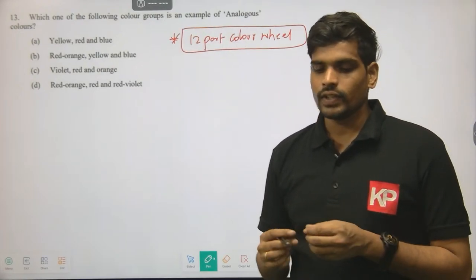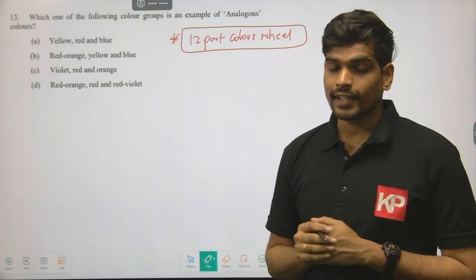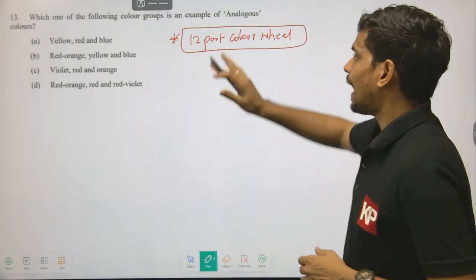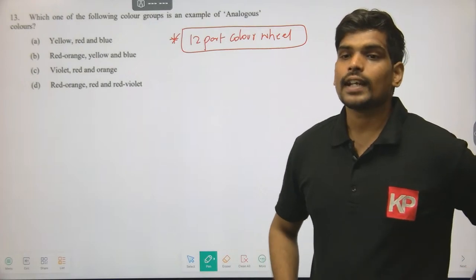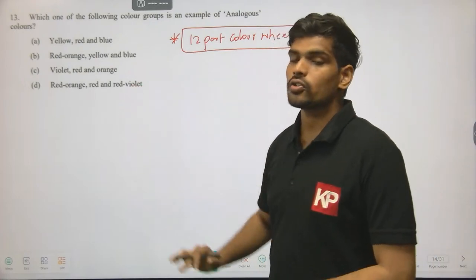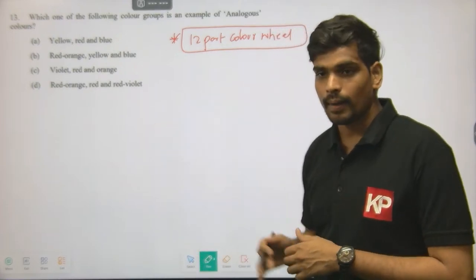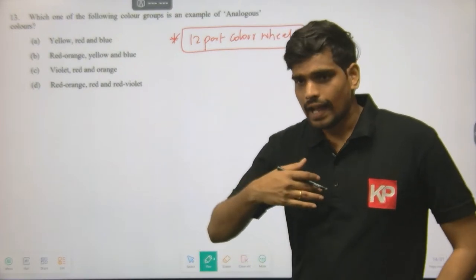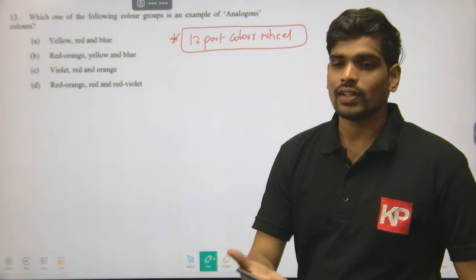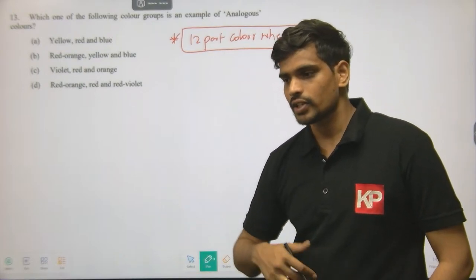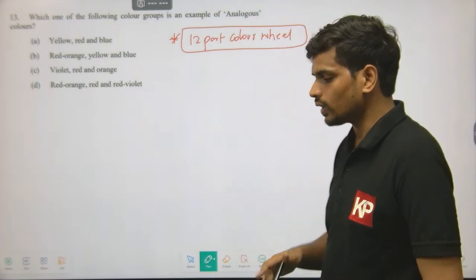In a 12-part color wheel, opposite colors are called complementary colors because they complement each other. Analogous colors are any set of three continuous colors. So from the given options, you should find out which option is a set of three continuous colors on a 12-part color wheel. You need not have a color wheel in front of you to answer the question. You can quickly draw the color wheel whenever you want.